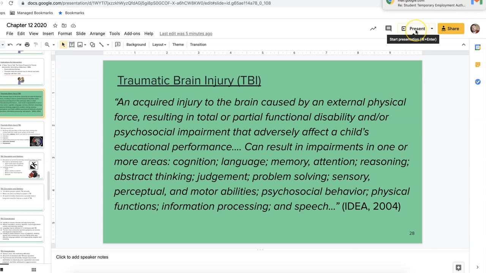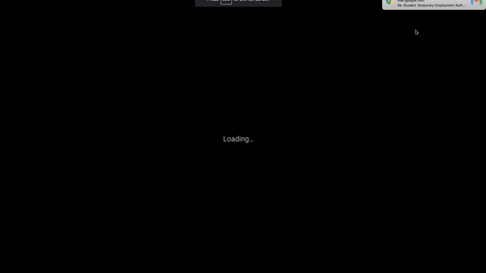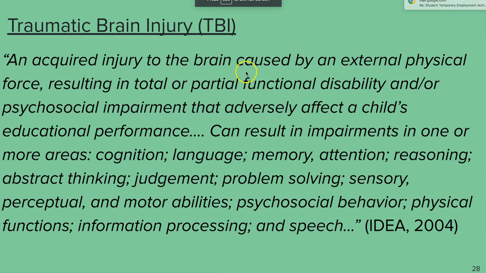Okay, this is going to be the second half of chapter 12. Let's start out with traumatic brain injury.